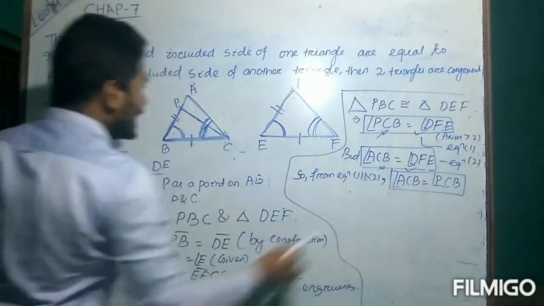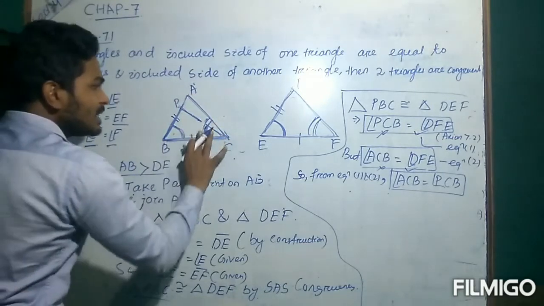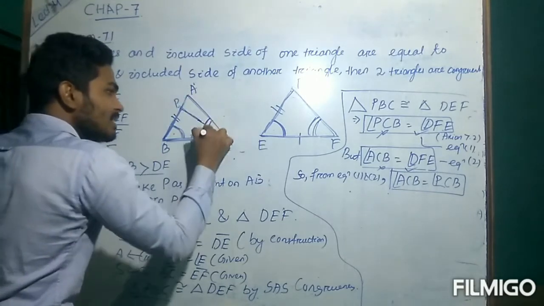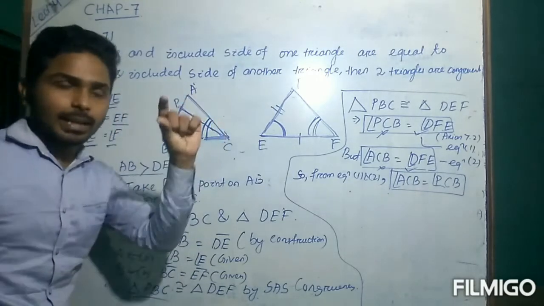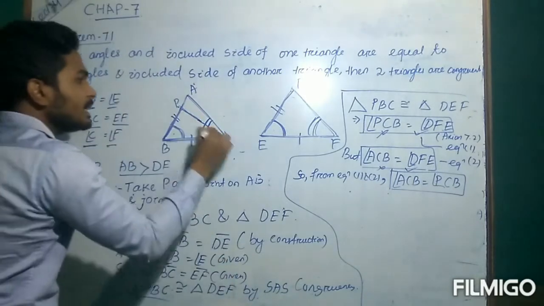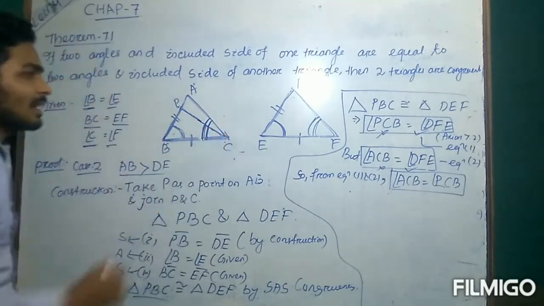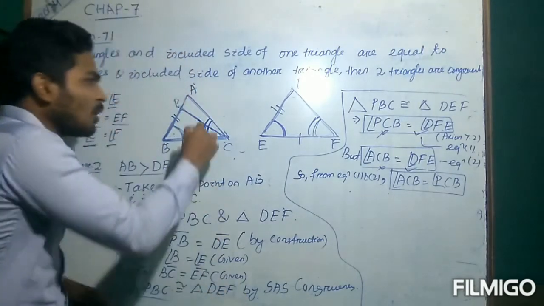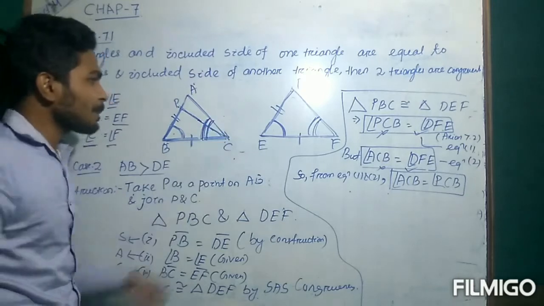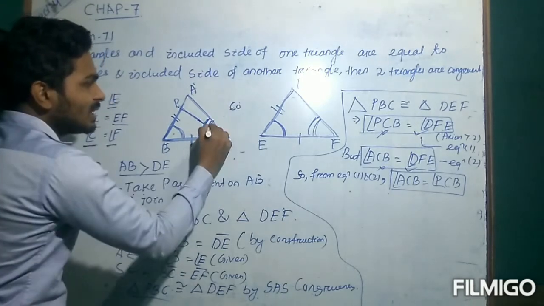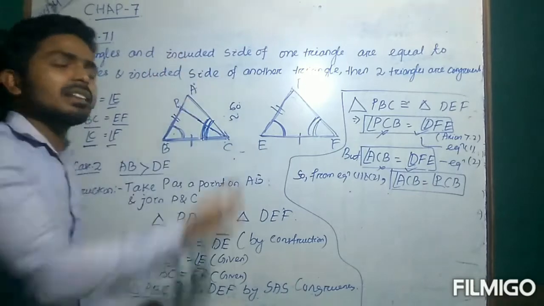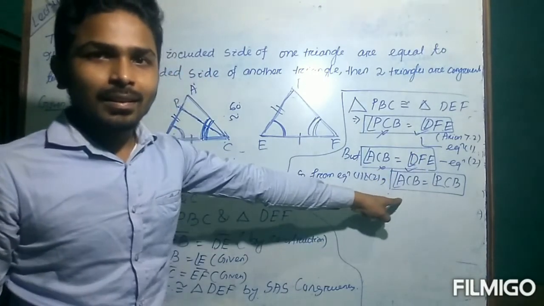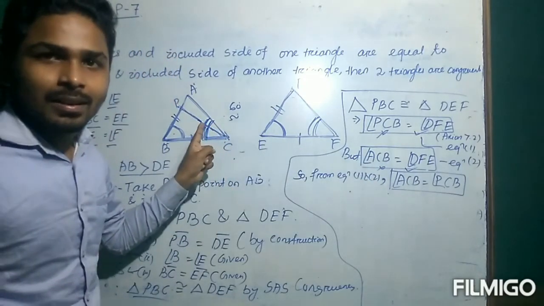What does it represent? ACB means which angle? ACB means this total angle is equal to PCB, this small angle. The larger angle is equal to the small angle. Is it possible? It seems to be the large angle. Suppose it is 60 degrees, then this will be 50 degrees. How can 60 and 50 be equal? But we have proved that they are equal, but actually they are not equal.